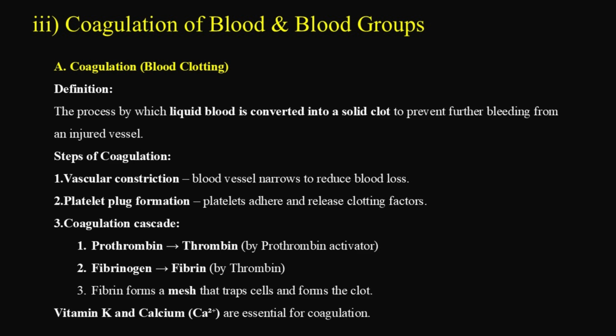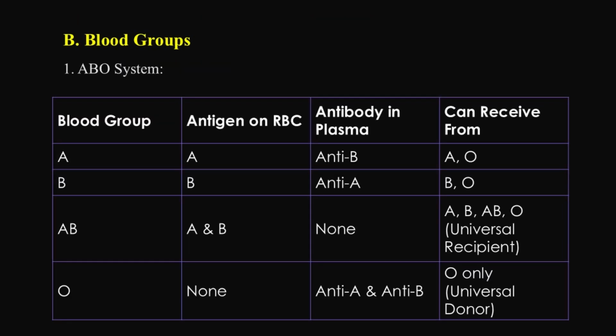3. The coagulation cascade, which involves prothrombin converting to thrombin by prothrombin activator, and fibrinogen converting to fibrin by thrombin. Fibrin forms a mesh that traps cells and forms the final clot. Vitamin K and calcium ions are essential for coagulation. The ABO blood group system.